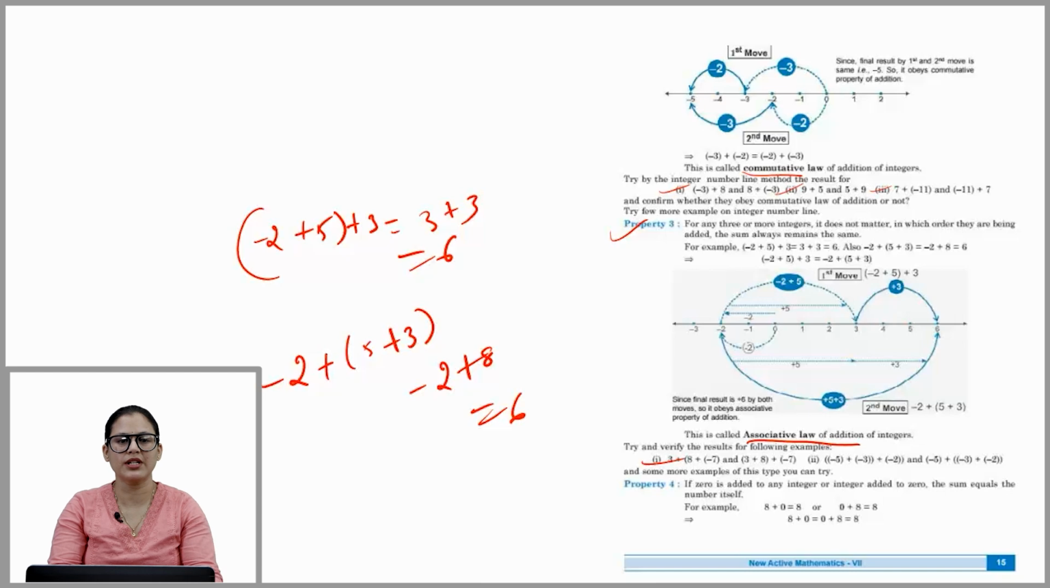Now property number 4. If 0 is added to any integer, or an integer is added to 0, the sum equals the number itself. For example, 8 plus 0 is what?